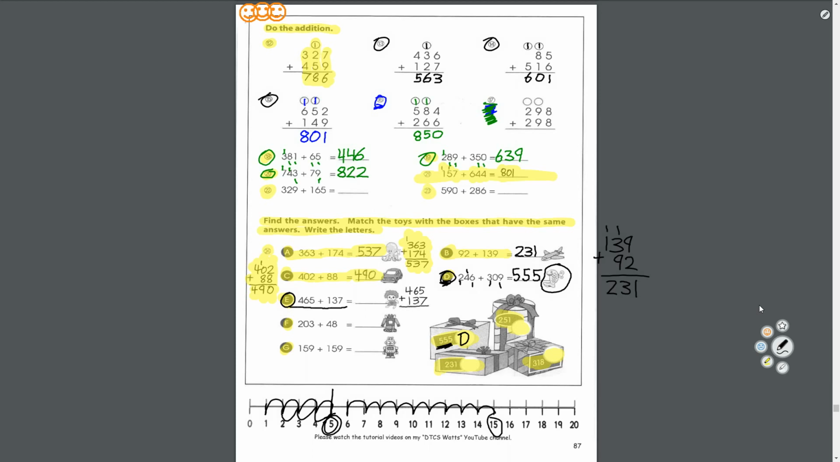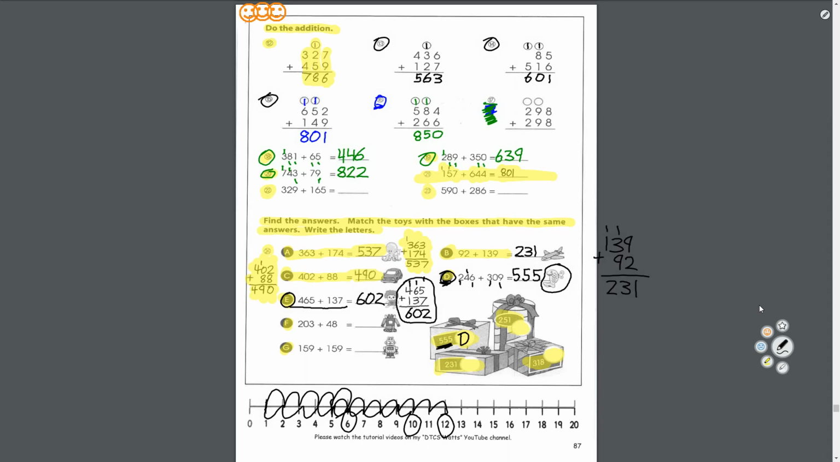465 plus 137. And over here, I wrote it up and down for you, but I didn't finish it. So start in the ones place. 5 plus 7. 5 plus 1, 2, 3, 4, 5, 6, 7 equals 12. Carry the 1 above the tens. 1 plus 6 plus 3. 1 plus 1, 2, 3, 4, 5, 6 plus 3. 1, 2, 3 equals 10. 0 goes here. Carry the 1. 1 plus 4 plus 1. 1 plus 1, 2, 3, 4 plus 1 equals 6. 602 is our answer.